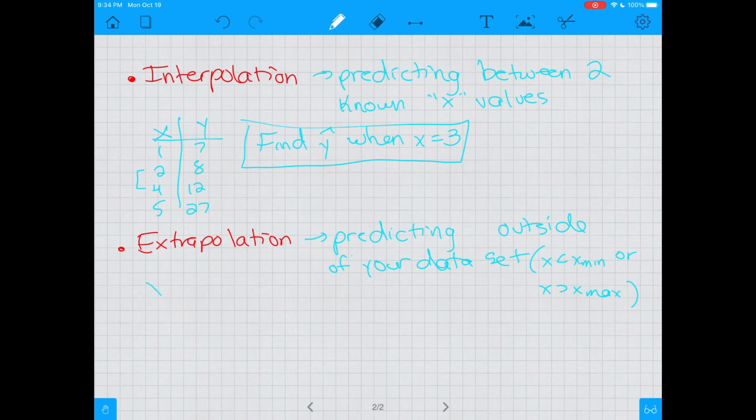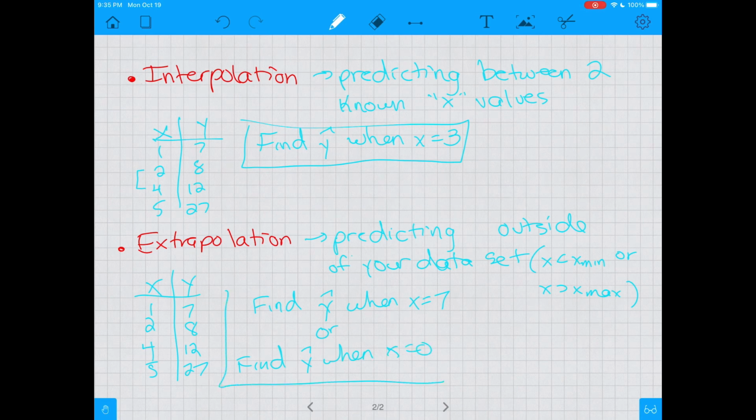So again, if I pull the same table here, 1, 2, 4, 5, and then 7, 8, 12, 27, two examples of extrapolation would be something like find the predicted y value when x equals 7, or find your predicted y value when x equals 0, right? Both of those are outside of your data set. I don't know anything when x equals 7. It's larger than my maximum. Same thing with 0, it's less than my minimum.